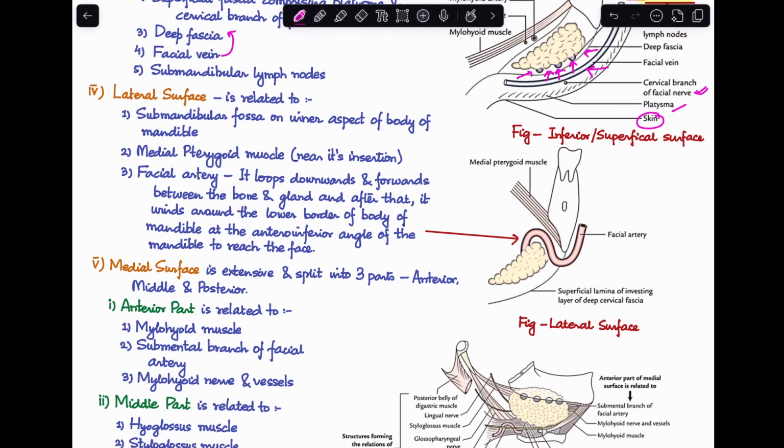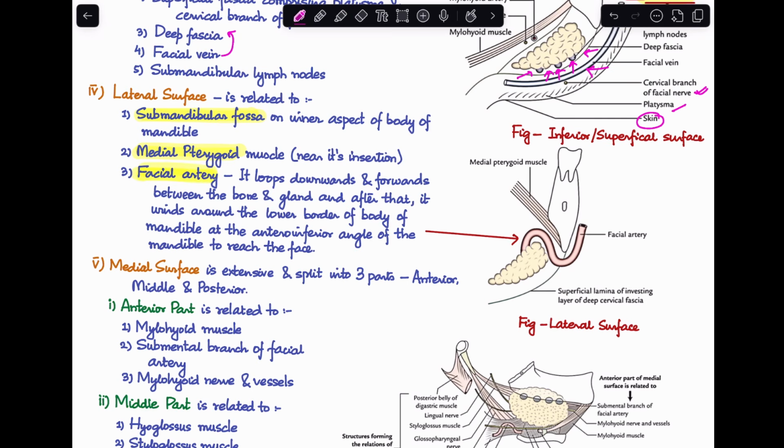Now, the lateral surface is related to three structures. First of all is the submandibular fossa, which is present on the inner aspect of the body of mandible. Second is the medial pterygoid muscle near its insertion. Third is facial artery. Now, we need to know a little bit more about the artery over here.